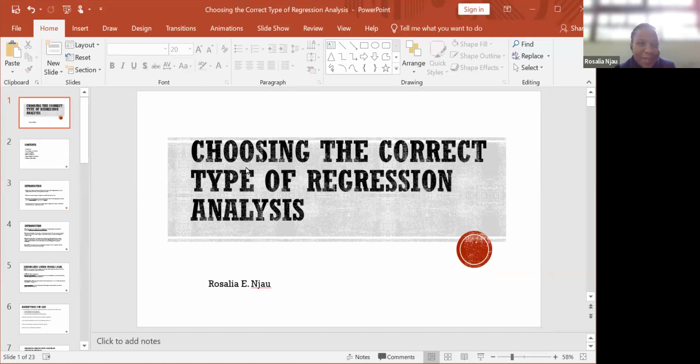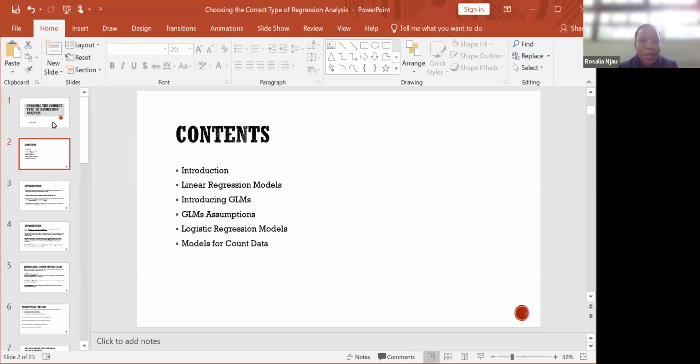I'm Rosalia, a track trainee in the second year now, and I'll be presenting to you on how to choose a correct type of regression analysis. So basically, I'll concentrate on the GLMs, generalized linear models, and that's what I'm going to concentrate on today.